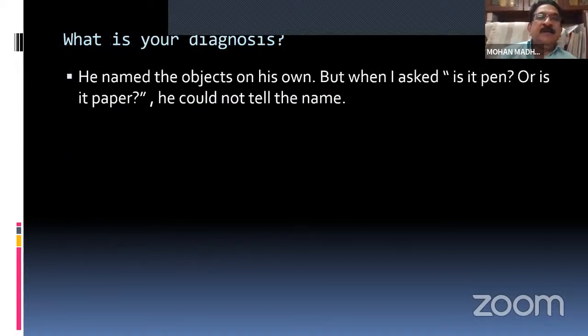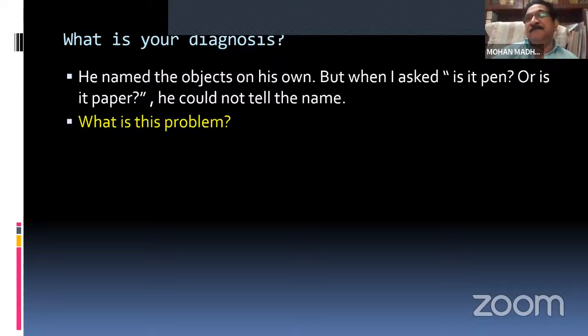So he named the objects on his own. When asked, is it a pen or is it a paper, he could not tell the name. When I asked that question, he could not tell. Spontaneously, he named all the objects correctly initially, when the objects were placed on the board. So what is this problem?